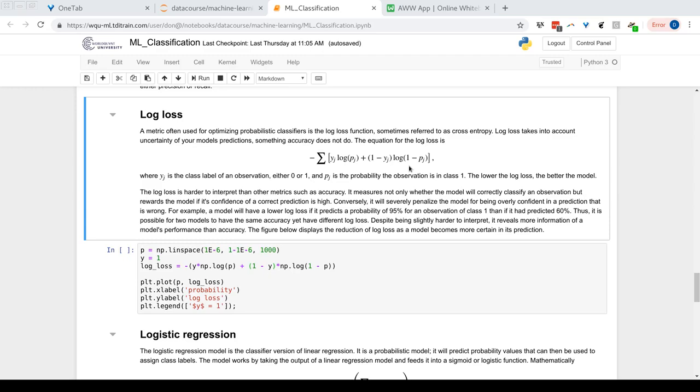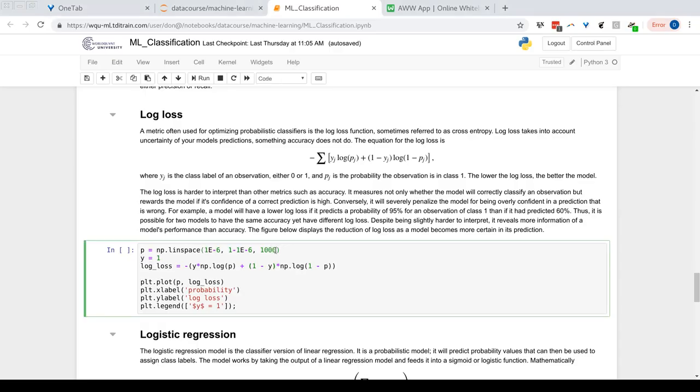Let's consider the other situation in which the observation is class 1. If the observation is class 1, we want a very high probability that the observation is in class 1. In that situation, we only have the first term here, y times log of p. We don't have the second term, since y is 1, so 1 minus 1 is 0, and this cancels out. So we have y, which is 1. Simply left behind is log of p. Now we want our probability to be very close to 1. So the log of a number that's very close to 1 is a number that's very close to 0. So our loss is very small.